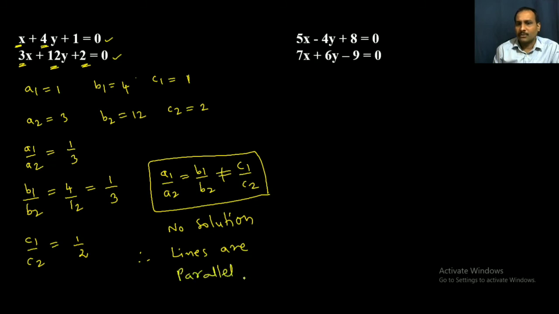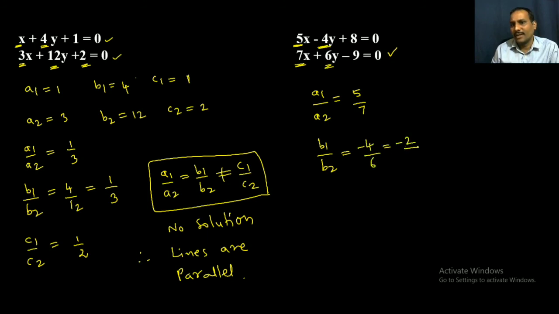Okay. So next. 5x minus 4y plus 8 equal to 0, 7x plus 6y minus 9 equal to 0. They are in the standard form. Let us find out a1 by a2. I am writing it directly now. This is a1 by a2, that is 5 by 7. b1 by b2, that is minus 4 by 6. If you simplify, you can write it as minus 2 by 3. Next c1 by c2, that is 8 by minus 9, so you can write it as minus 8 by 9.